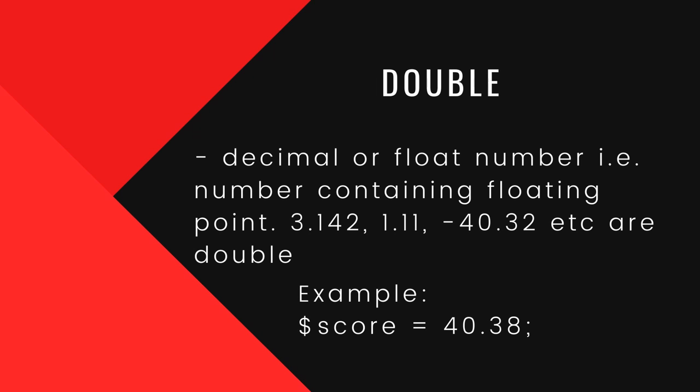Second, we have double. Double means decimal or float number, that is, a number containing a floating point. For example, 3.142, 1.11, minus 40.32, etc. are examples of double. You can see that I have a variable named score with value 40.38. Here 40.38 is a double value. So we can say that variable score is holding double data type.